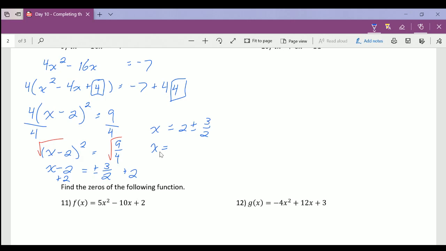One's a fraction, one's an integer, but they are both rational numbers, so we should be able to add them together no problem. So you'll do 2 plus 3/2, that's going to be 7/2, or 7 over 2. And then you'll do 2 minus 3/2, and that gives you 1/2. So those are your two answers. They are, of course, going to be both fractions, which is going to happen when you've got a leading coefficient like that.